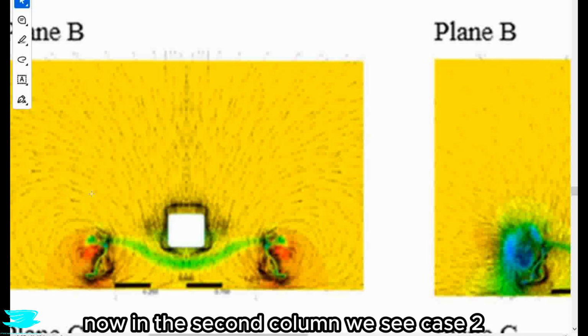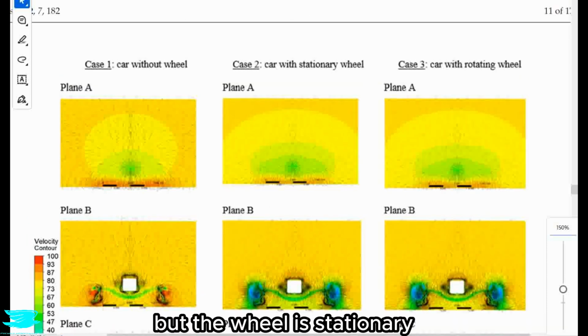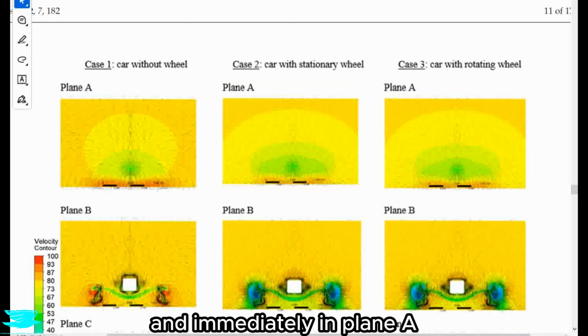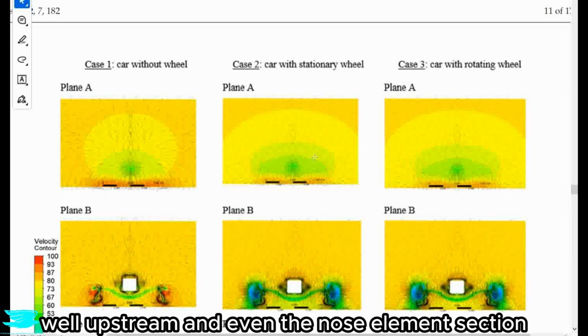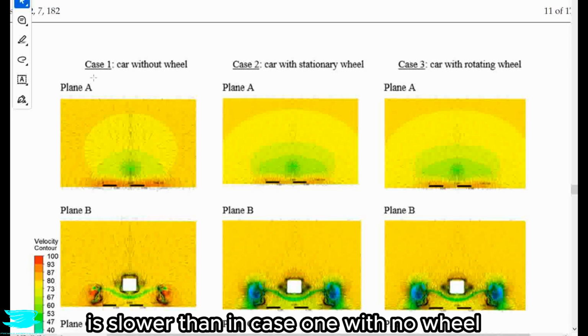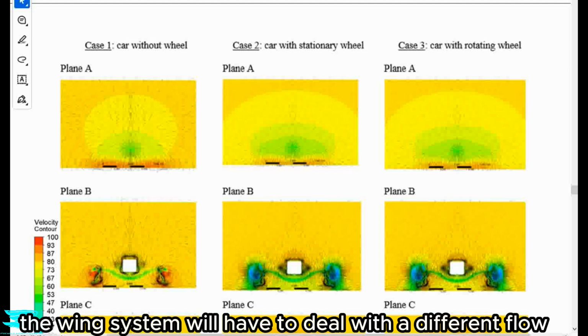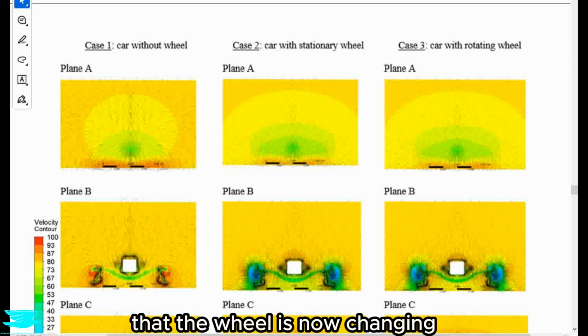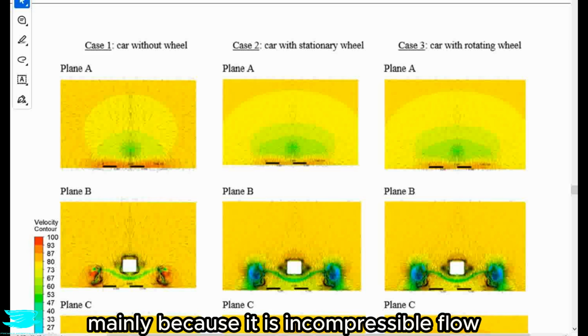Now in the second column, we see case 2, which is where we have now the wheel and suspension, but the wheel is stationary. And immediately in plane A, this is really cool. So we see that the flow upstream of the wheel, well upstream, and even the nose element section is slower than in case 1 with no wheel. So that tells us that the wing system will have to deal with a different flow, that the wheel is now changing the flow upstream quite a lot, mainly because it is incompressible flow.